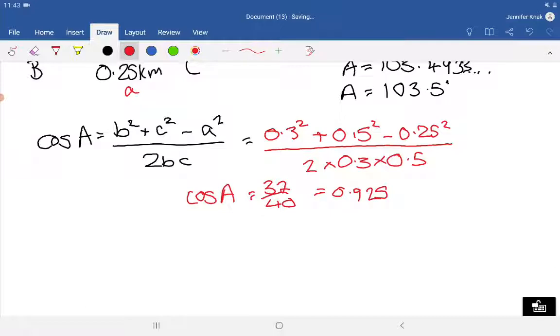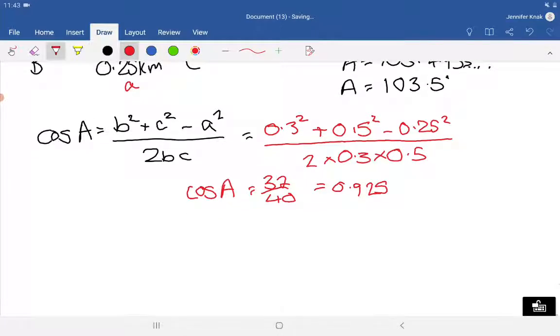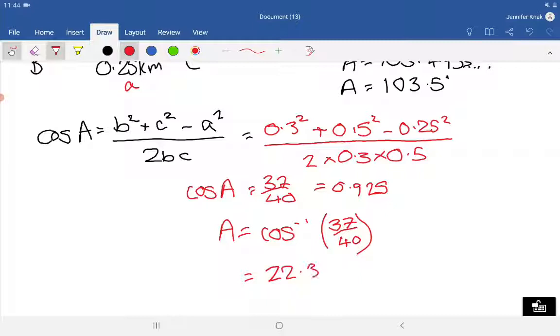So we've got cos A equals that. We're trying to get A on its own, so we need to do inverse cos of either the 0.925 or the 37/40, whatever you prefer. I tend to go with a fraction because it's more exact. So inverse cosine of 37/40 gives me 22.331 and so on. So I'm going to go with 22.3 degrees for A or for X, depending on which one you want to call it.